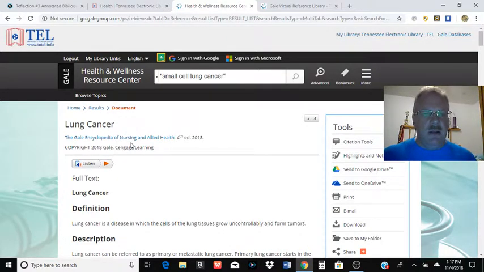We may end up having to go out on the internet. If you're doing lung cancer, the American Lung Society has a pretty good site. The American Cancer Society has information there. So there are good online sources, but I do want you to start with the Tennessee Electronic Library. Start learning how to use the databases. This is what you're going to be using when you hit college.